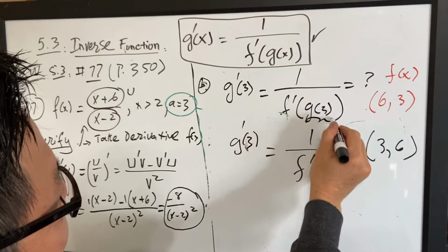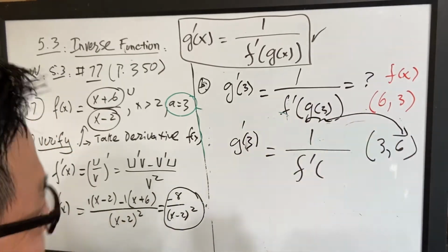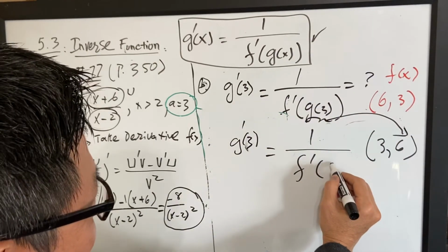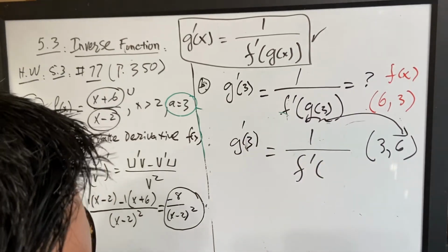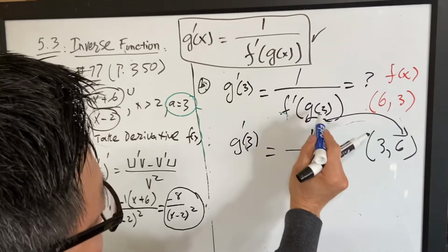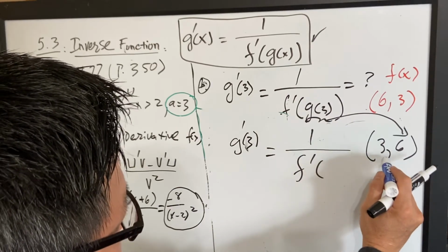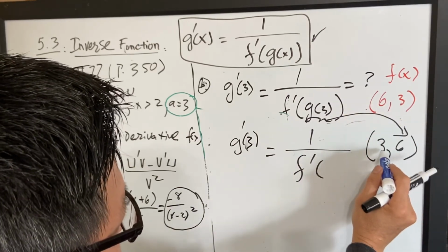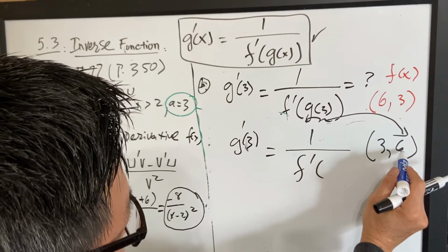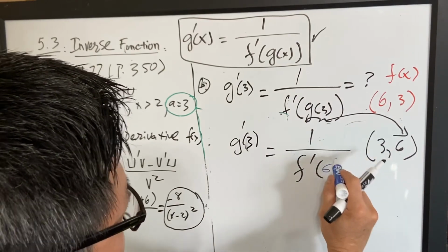What is g of 3? Correct, 6. That's why I got 6 right here. Okay, careful. This is a key move right here. G of 3 is right here. This is the function inverse. When x is 3, g of 3 is 6. That's why you got 6 right there.